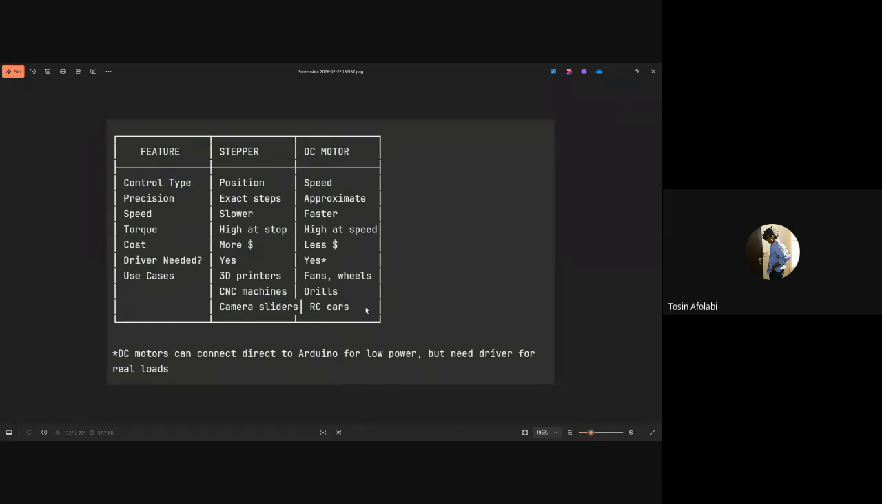Cost is another difference. Steppers cost more, DC motors cost less. A driver is needed for a stepper, but not in all cases. There are ways you can configure it without a driver. The use cases for steppers are 3D printers, CNC machines, and cameras. For DC motors, we have fans, wheels, and RC cars.